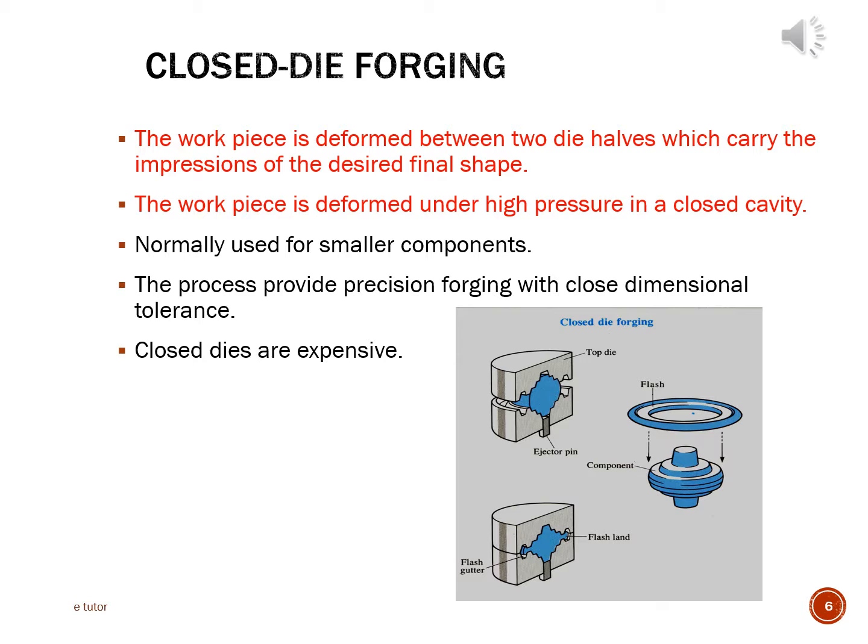Closed dies are expensive. In the figure we can see the top and bottom dies. There is an ejector pin to remove the finished material from the die cavity. There is also a flash gutter and a flash land, and later on the flash that is produced is removed from the product.